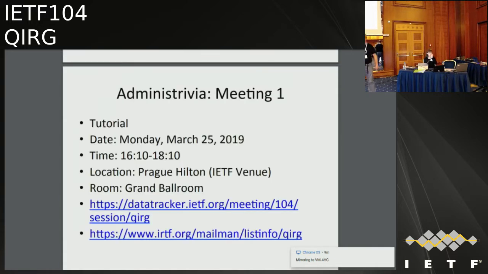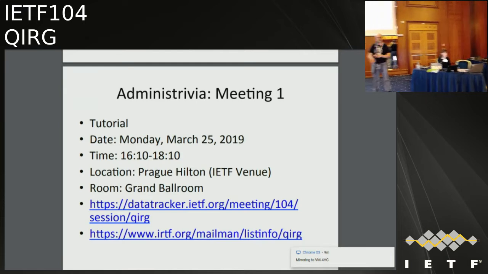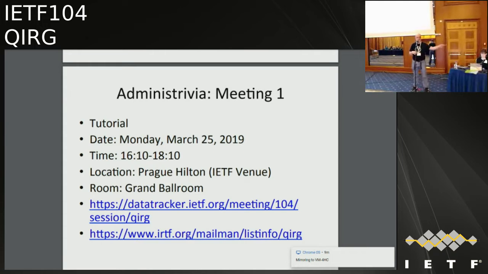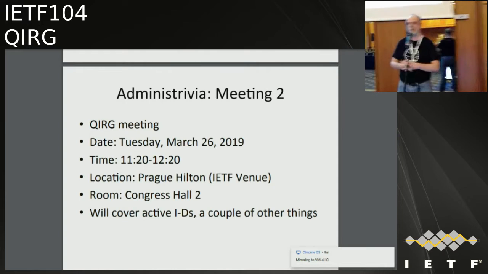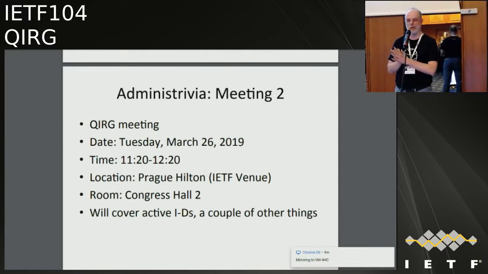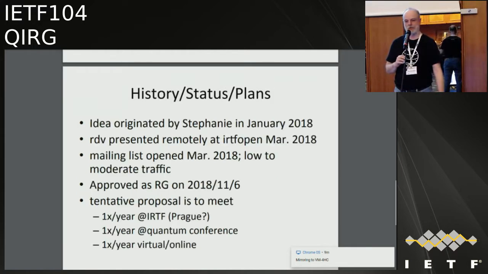Next page. So yes, as you know, we are in the Grand Ballroom. For those of you who are online, or if you need the URLs, there's the connection. Next page. And tomorrow will be 11:20. We'll be downstairs in Congress Hall for the working group meeting there, and we'll cover the active set of internet drafts, of which there are about 3, although they're not all correctly tracked in the system yet. There are at least 3 that are relevant to what we're doing, and a couple of other things.